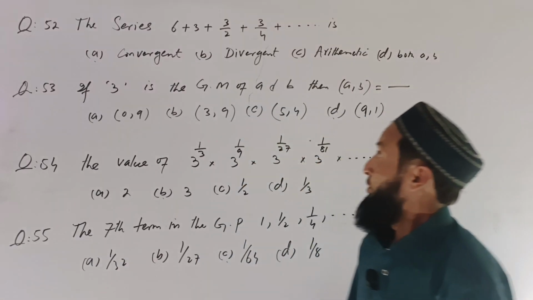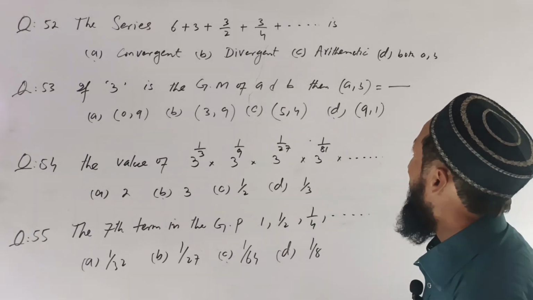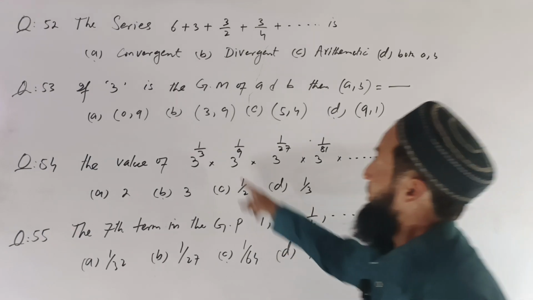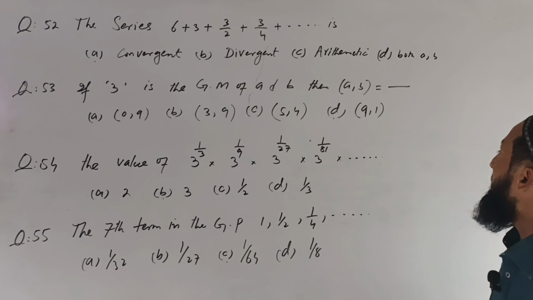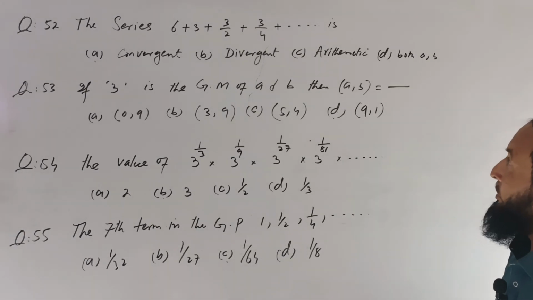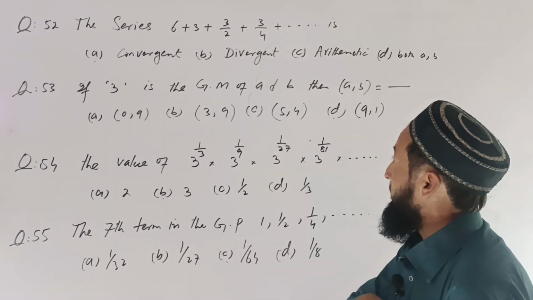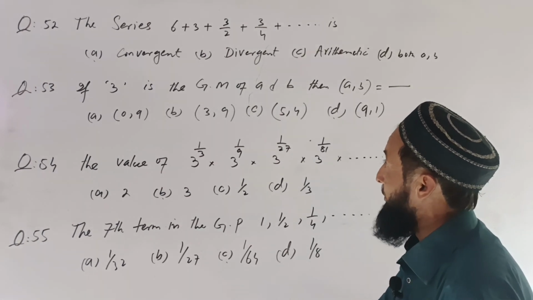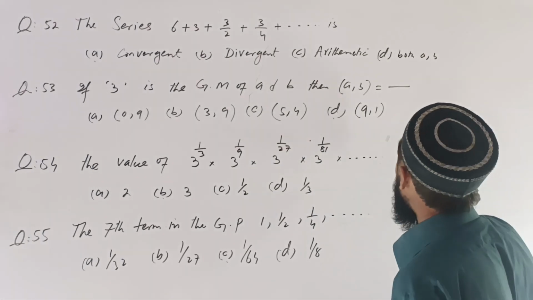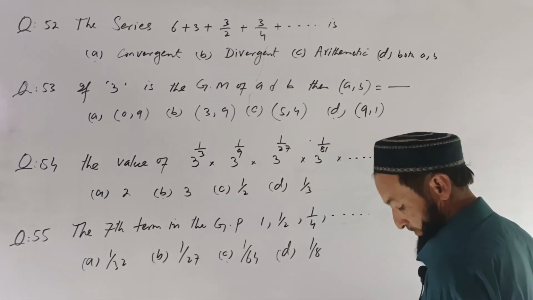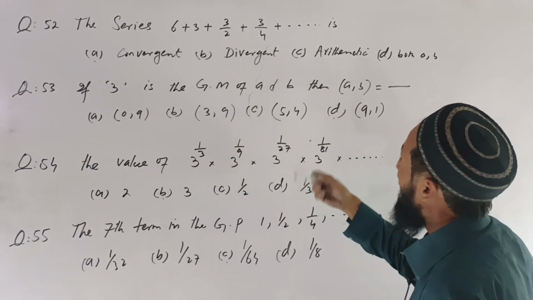Question number 52. The series 6 plus 3 plus 3 by 2 plus 3 by 4 and so on. This series is given, and the question asks: is it convergent, divergent, arithmetic, or both A and B? So this is an infinite geometric series. Infinite geometric series means that we are required to find R. R will tell whether it is divergent or convergent.